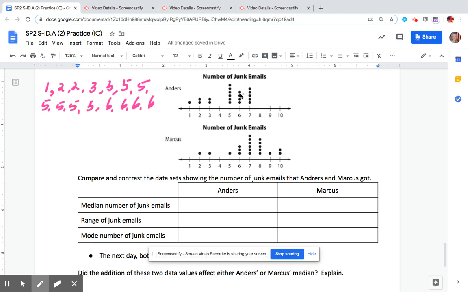And so every one of these dots really represents a data value. So it's important that you understand that. Some people like to write out all the numbers. To me, that's quite time consuming. So I'd rather figure this out a different way.